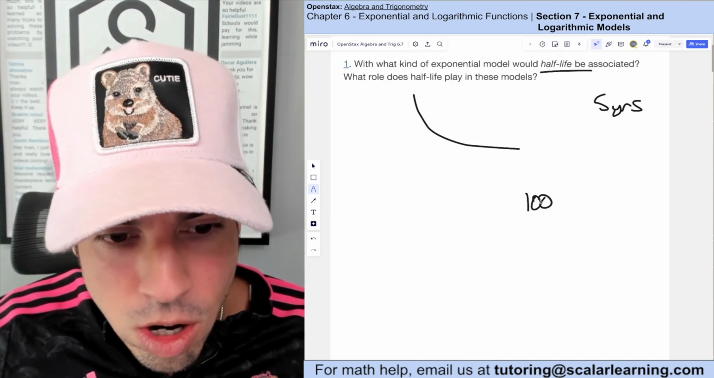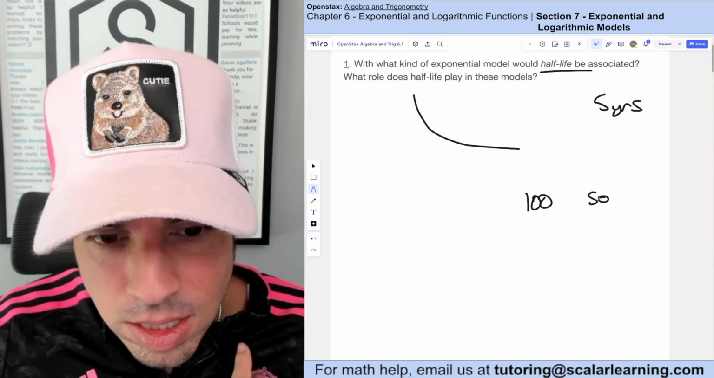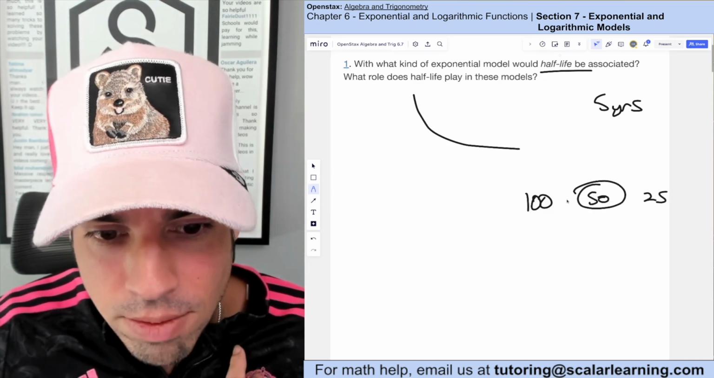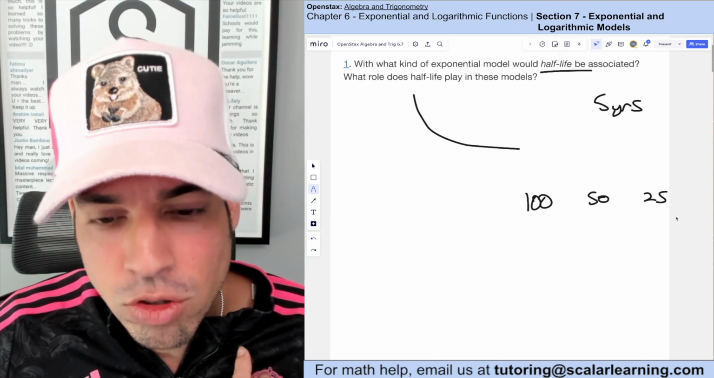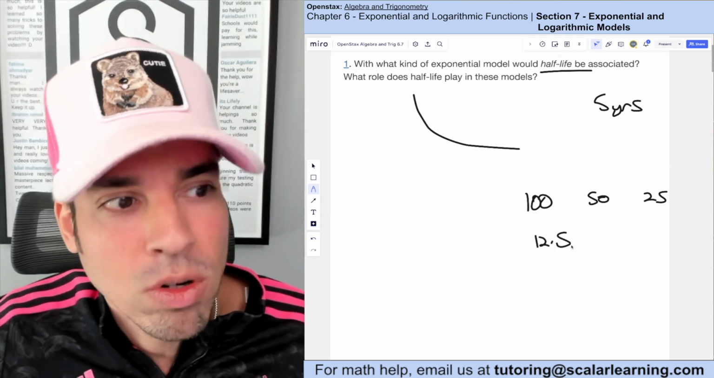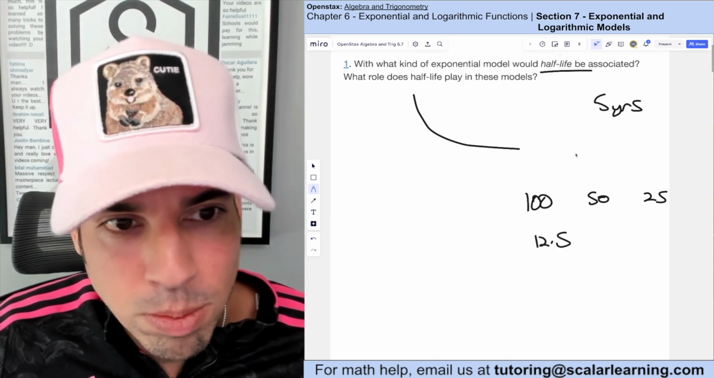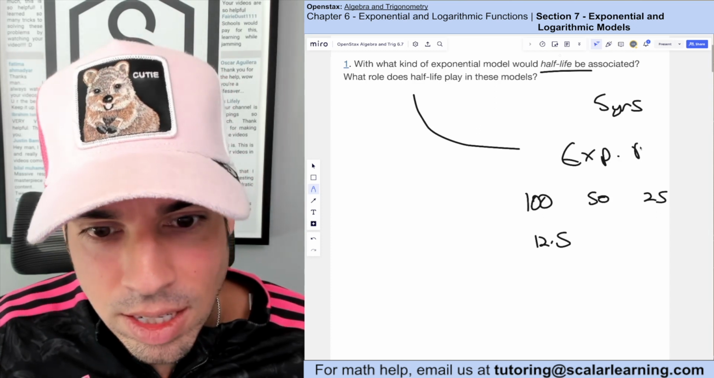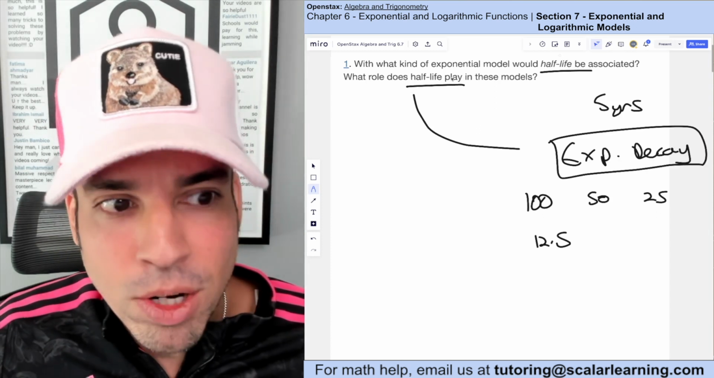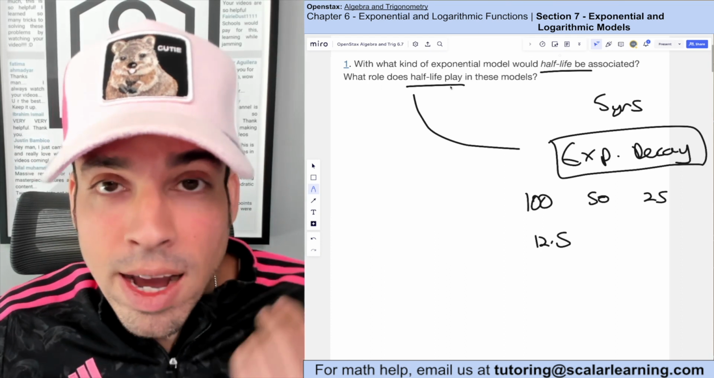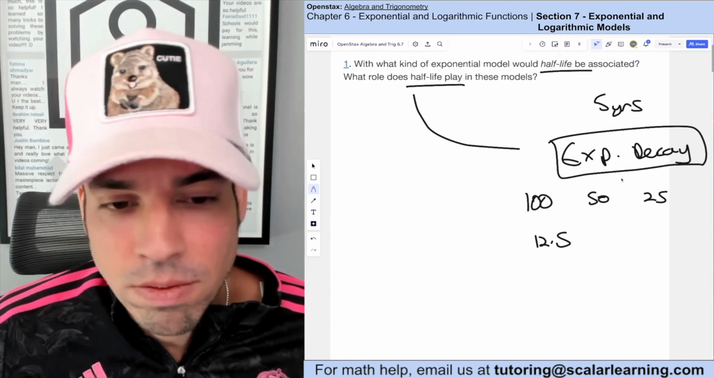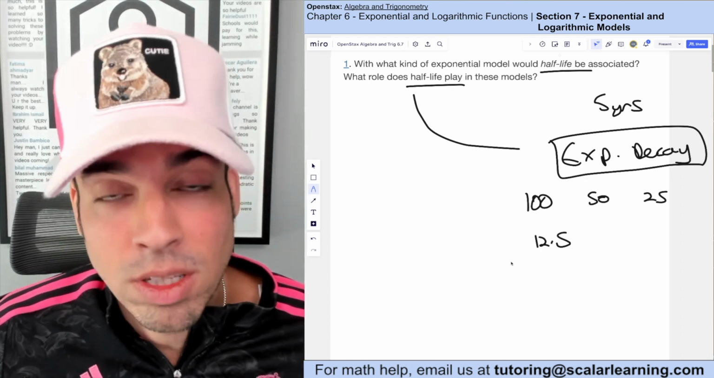So if you start out with 100 grams, in 5 years, you'll have 50. In 10 years, you'll have 25, right? Half of this. In another 5 years from this, you'd have 12.5. So that's sort of your half-life. It would be exponential decay. And again, half-life is that period of time that it takes for half of the amount of this substance to go away, to disappear. So that's how you do it.